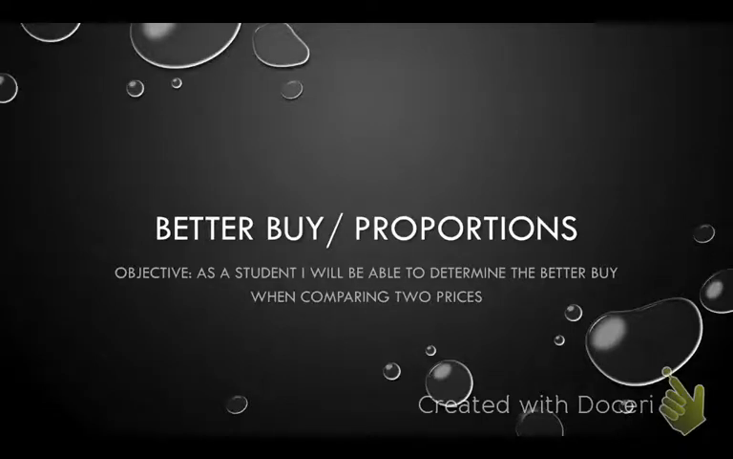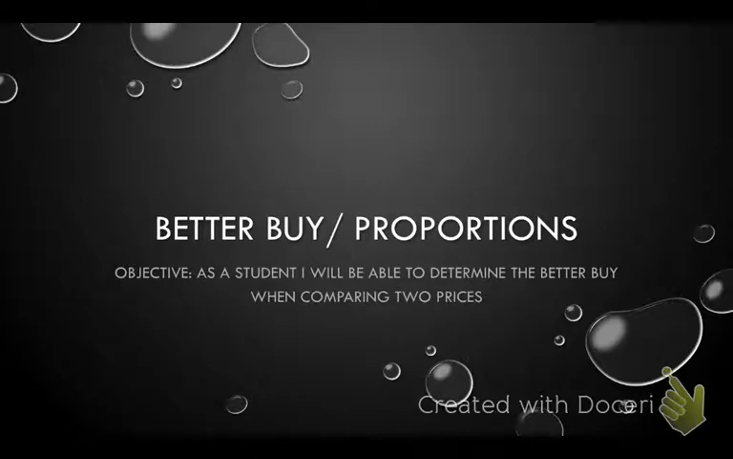Today we're actually going to be talking about better buys, and we're going to use proportions to do that. Now, in this particular case, we're talking about a better buy. We mean when we have two prices for the same type of item, and we want to figure out which one's the better deal. It doesn't always relate just to how much the package price is, but it could be how much it is per unit. So we're actually going to be using a unit rate.